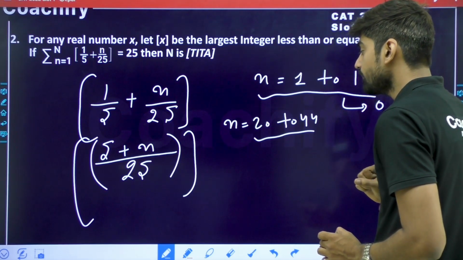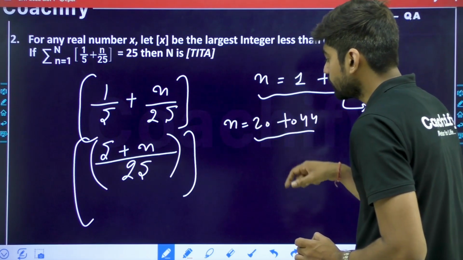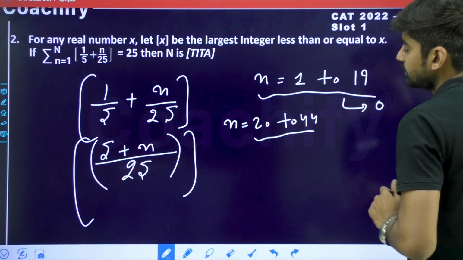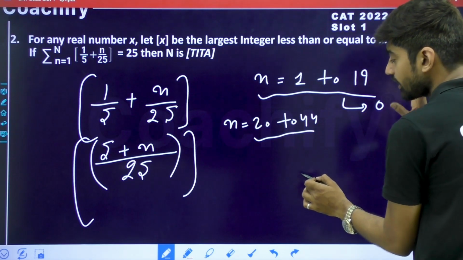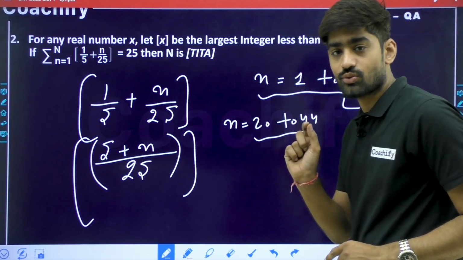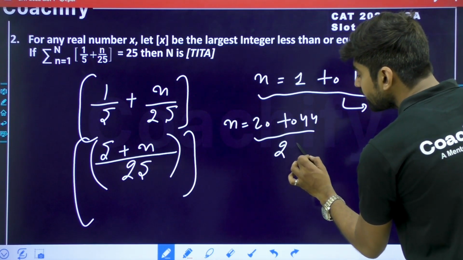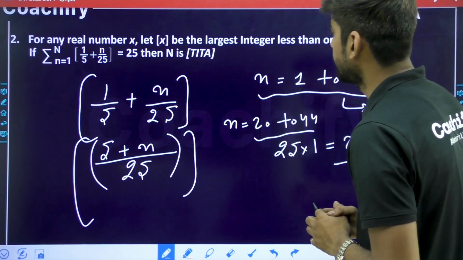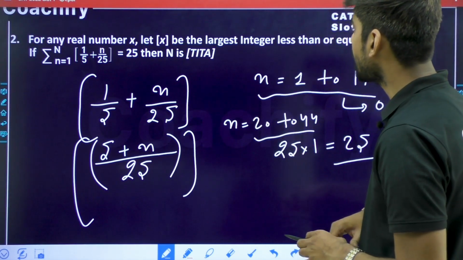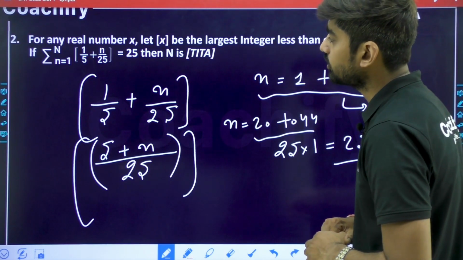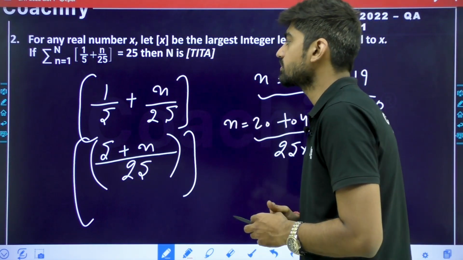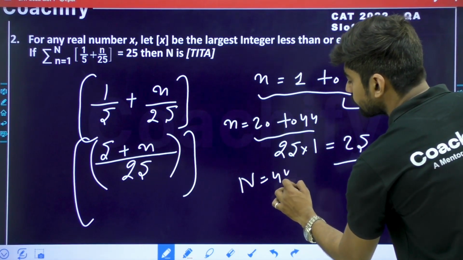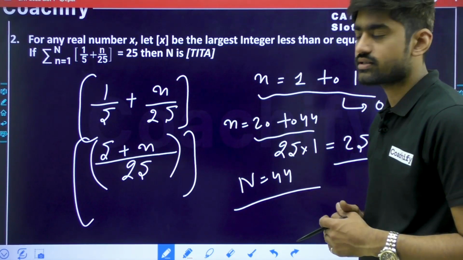1 for each input. How many values do I have from 20 to 44? This is nothing but 25 values. For every value, I am getting the output equal to 1. That means for 25 values, my sum should be equal to 25. So what can be the largest possible value of n that we can put so that the sum of all the outputs becomes equal to 25? That value is nothing but 44. I hope you understand this question.